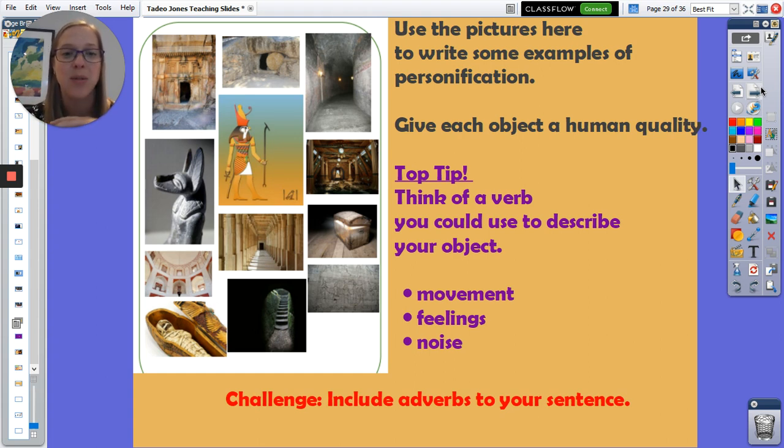So that is your task for today. I can't wait to see what you come up with. And then once you've written your personification, have a look back at your similes and metaphors that you wrote and see if you can think, which one do you prefer? Which one do you think is more powerful? Is there a time when you think you might use one more than the other? Evaluate them, see what you think. Right, good luck.